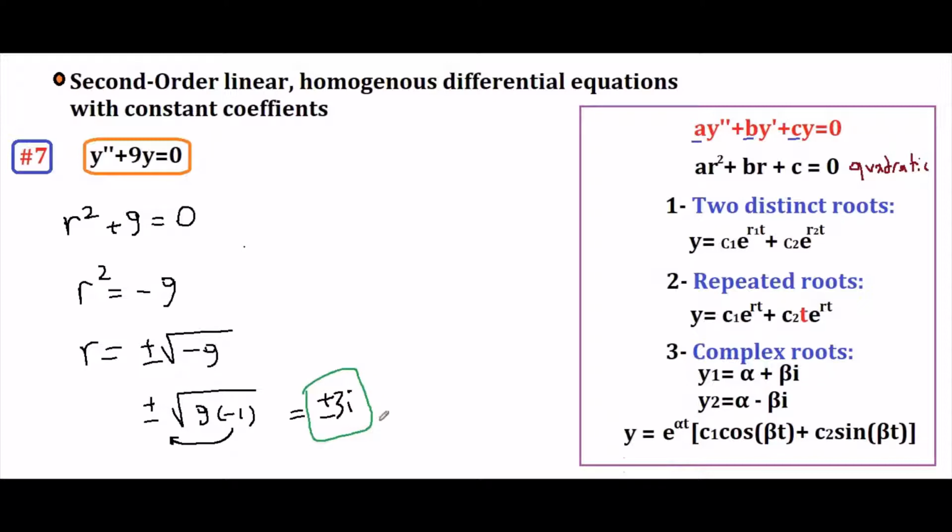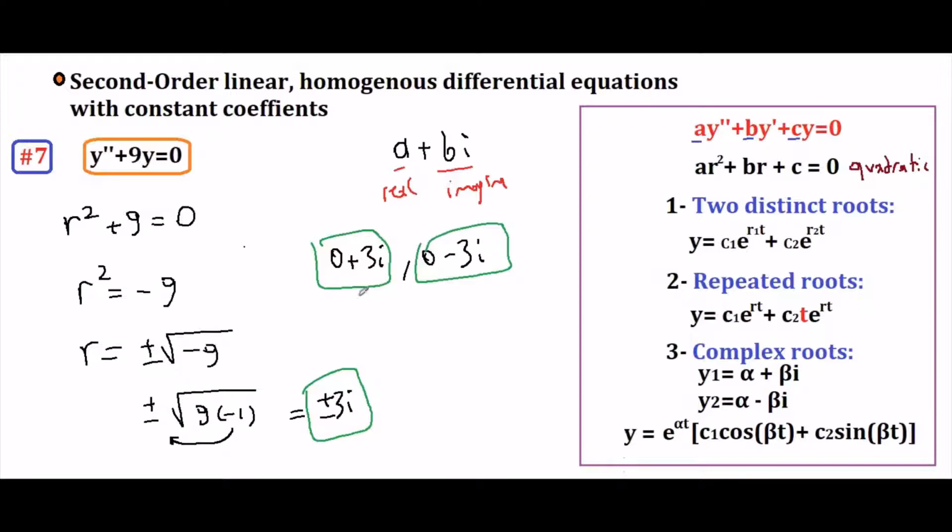So this is a complex root where the real part is 0. Complex numbers are numbers in the form a plus bi, where a is the real part and bi is the imaginary part. In our case, our real part is 0. So we have 0 plus 3i, 0 minus 3i. So in our case, 0 is our alpha and 3 is our beta.